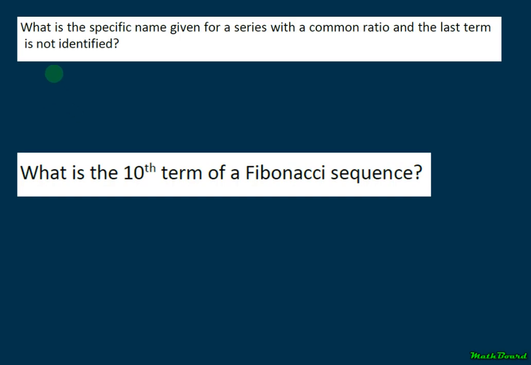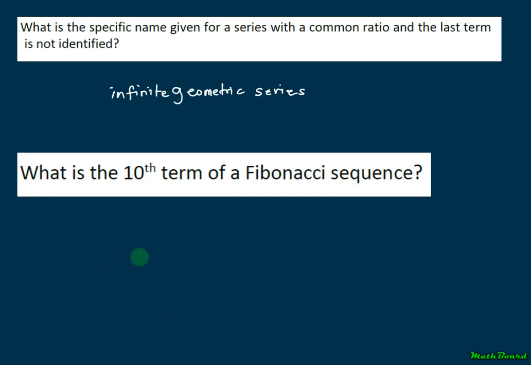How about this one? What is the specific name given for a series with a common ratio and the last term is not identified? Based on the definition, it has a common ratio, therefore it is a geometric series. But it is also stated that we cannot identify the last term. Therefore, this is an infinite geometric series.